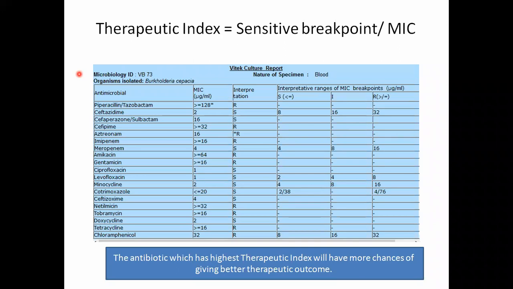All these things will be given by a microbiologist. You cannot remember all these things. So everything has to be given by a microbiologist. If you don't get these MIC breakpoints, there is a website called CLSI, where they give these breakpoints for individual organisms. These breakpoints are for individual organisms.